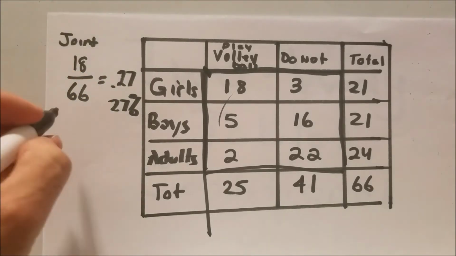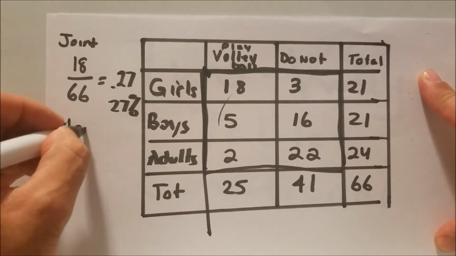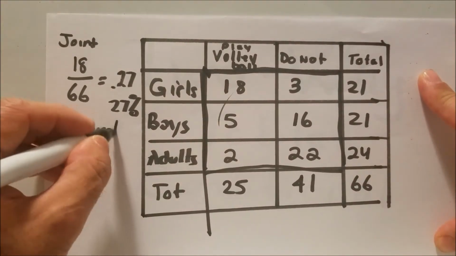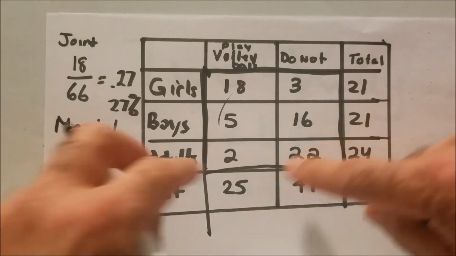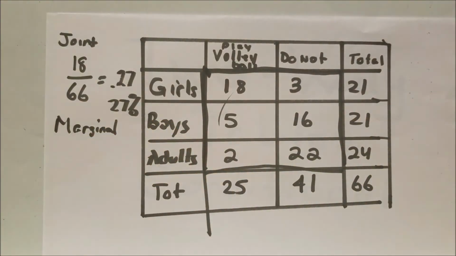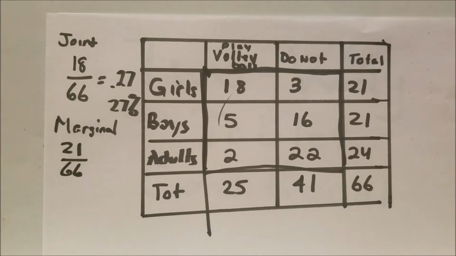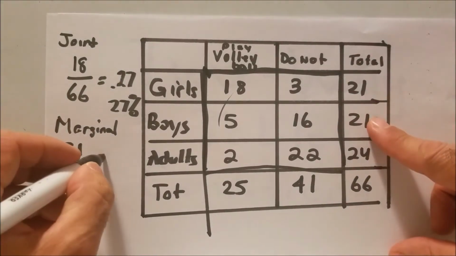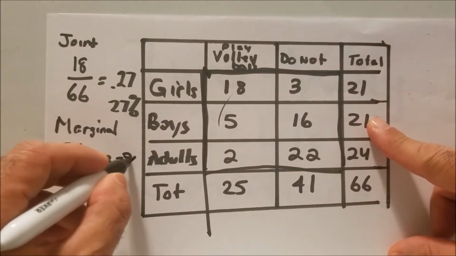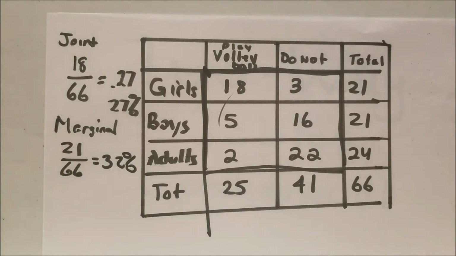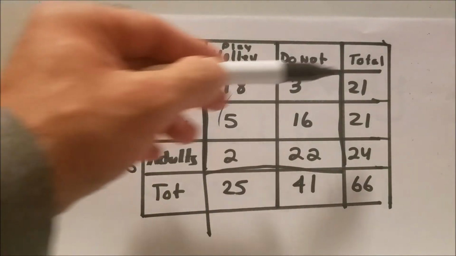Now for marginal, let's write marginal here. Marginal is just what is on the edge compared to the total. So if I ask, what are the total girls in this survey? It's 21 out of 66, which is about 32%. So we have the joint and the margins.